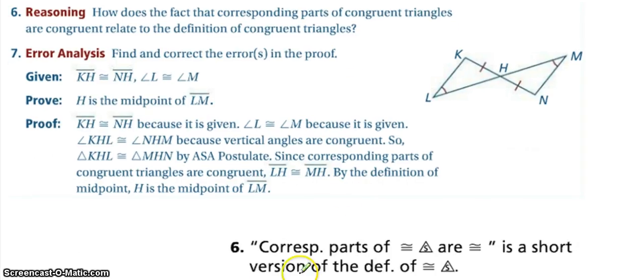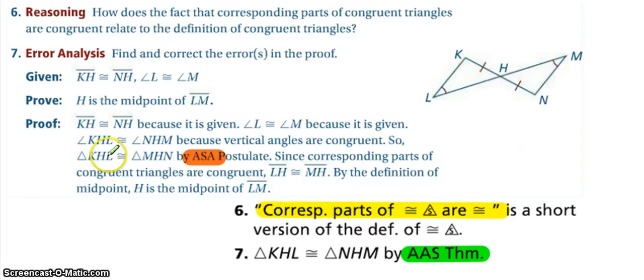So when we write this phrase, corresponding parts of congruent triangles are congruent, it's really just a short version of our definition. And in our proof for 7, the mistake comes in when we're trying to prove the triangle is congruent. They say it's angle side angle. It is actually angle angle side. You got to pay attention to the order in which it happens.